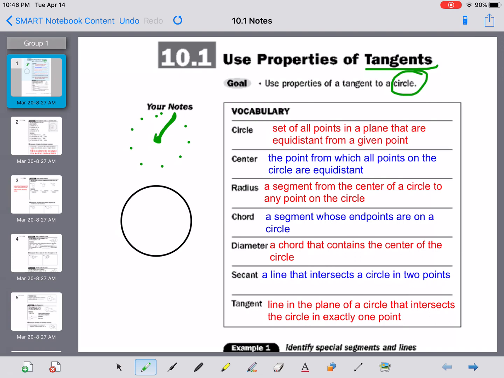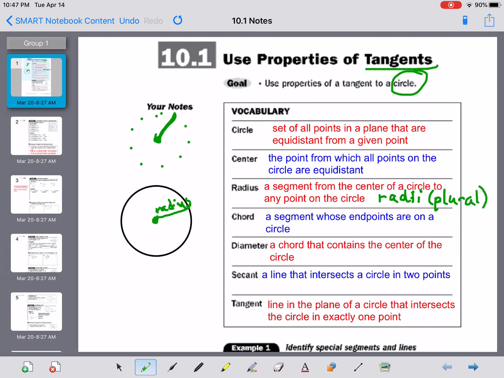The center is the point where they're all equal distance from, so you have this center of the circle. A radius is a segment that goes from the center anywhere to the edge of the circle, so that's going to be my radius. I don't know if I can get all these on with my stylus, but I'm going to try. And just a quick note for you, if there's more than one radius, we call it a radii. That's R-A-D-I-I. So just know if you see that, that's just the plural for radius.